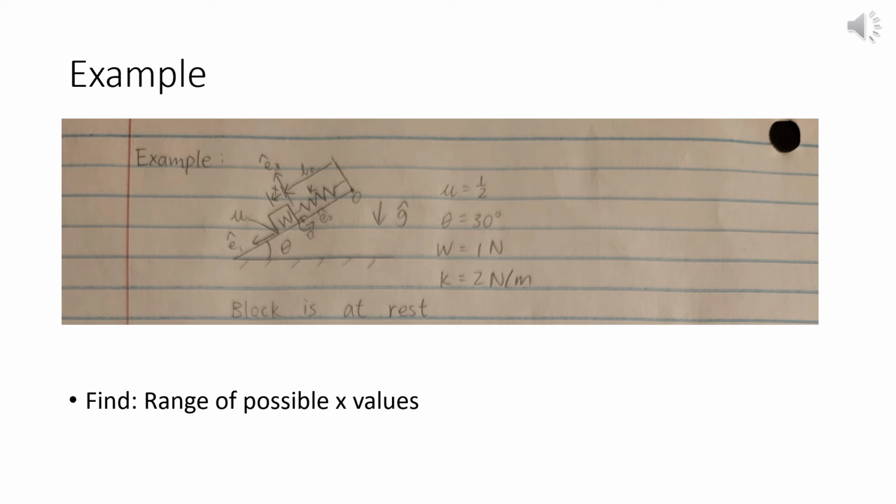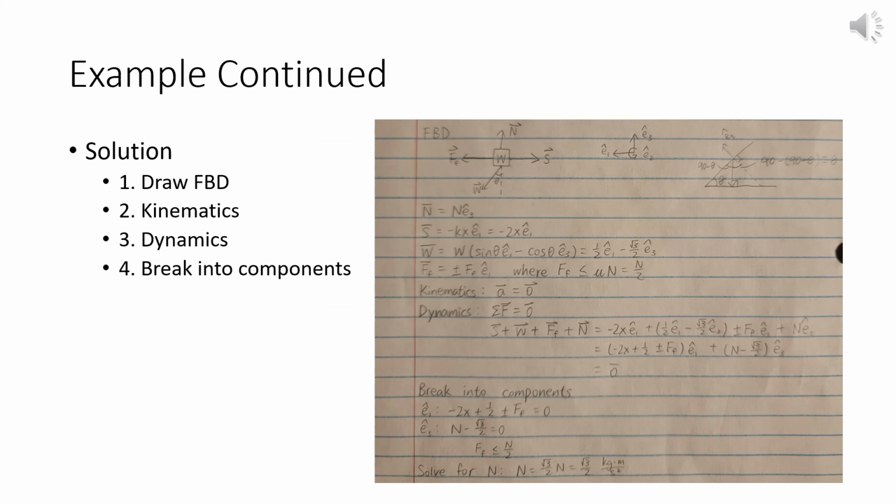We started an example with springs. We need to find the range of possible x values in the example. To do that, we first drew free body diagrams to find the values of different forces acting on the block. Then, we did kinematics, which was simple because the block is at rest. Next, we did dynamics calculation to find the sum of forces. And lastly, we broke the dynamics equation into components to solve for the normal force N.